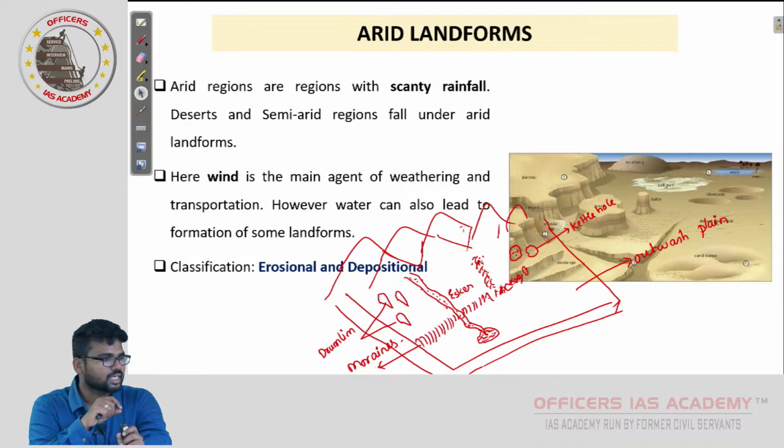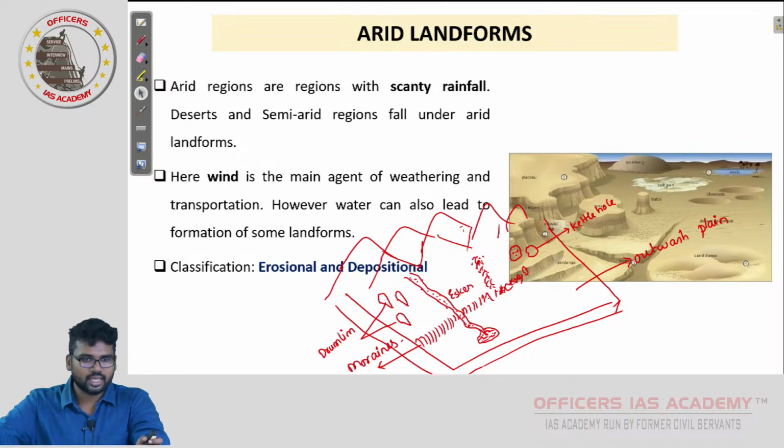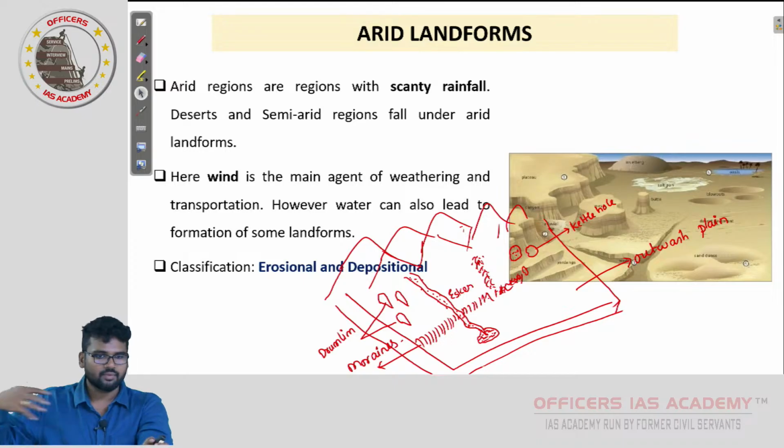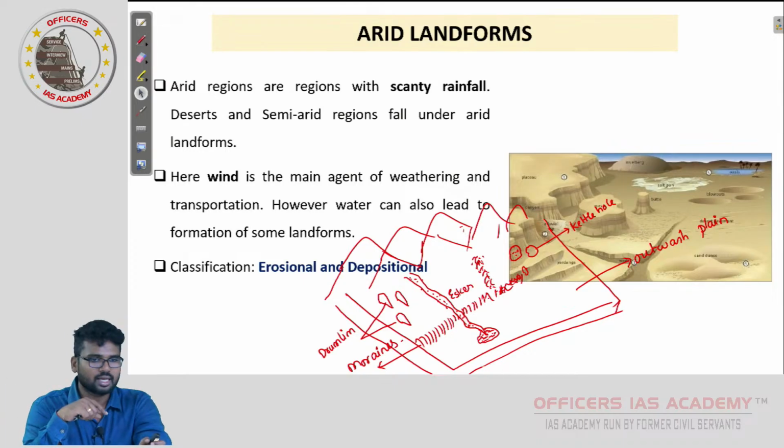In such drier conditions, wind, because of the pressure differentials, say in arid locations temperature is high compared to the nearby locations. So in the arid locations there will be low pressure, and in the surrounding areas there will be high pressure. So from all the surrounding areas there will be high velocity winds moving into the deserts or arid locations. As a result, they can do some erosion, they can do some deposition.